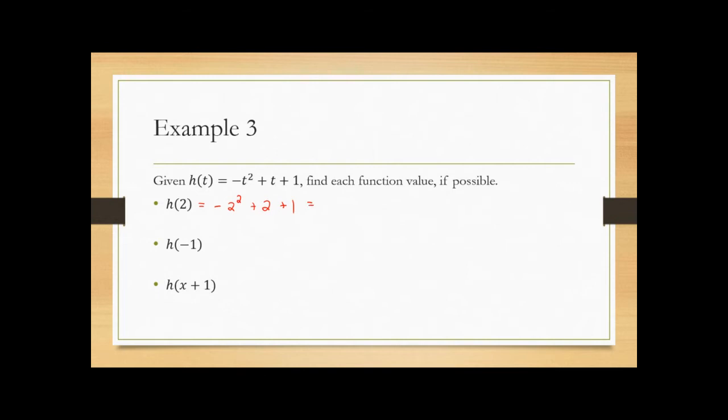So I'm going to just move to the right here. 2 squared is 4, so I have a negative 4. And then I can also add 2 plus 1, which is 3. So I have negative 4 plus 3, and that gives me negative 1. So my function value is negative 1, or basically the y value that goes with 2.